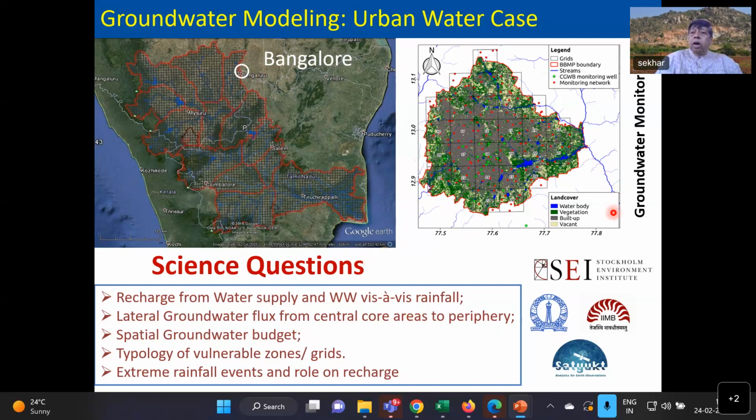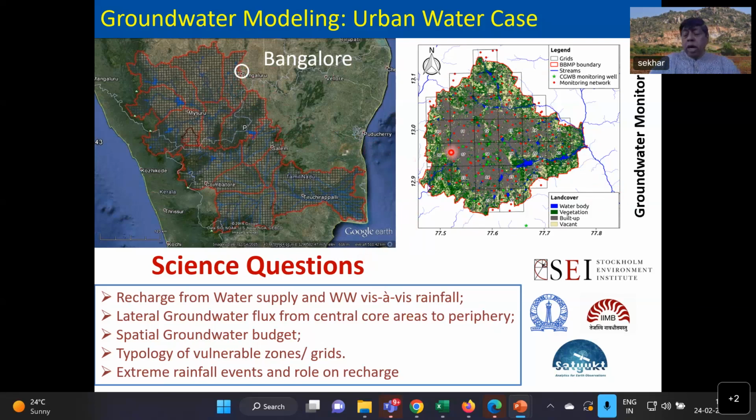This goes to a river called South Pennar, and this goes to a river called Kaveri from here. So the western part of Bangalore is draining into Kaveri. The eastern part of Bangalore is draining into another river which goes here and drains out, which is called South Pennar. So interestingly, the groundwater development has taken place a lot, and there are a lot of questions.